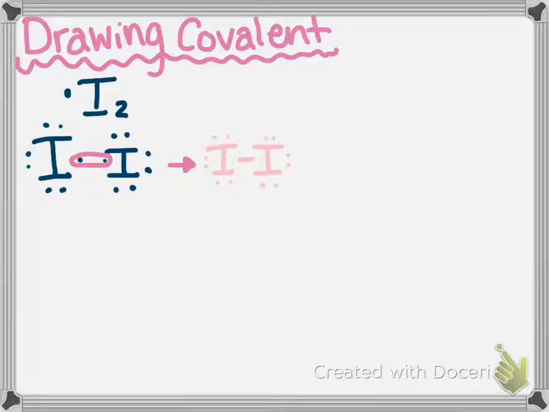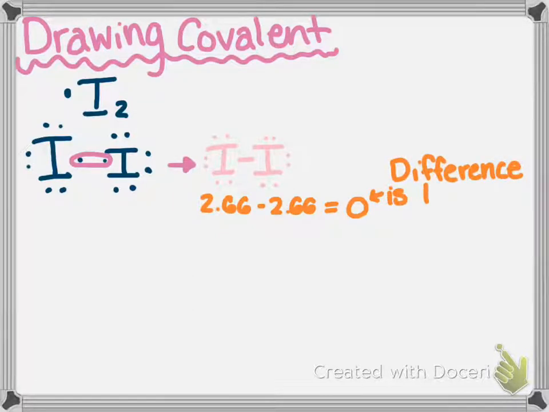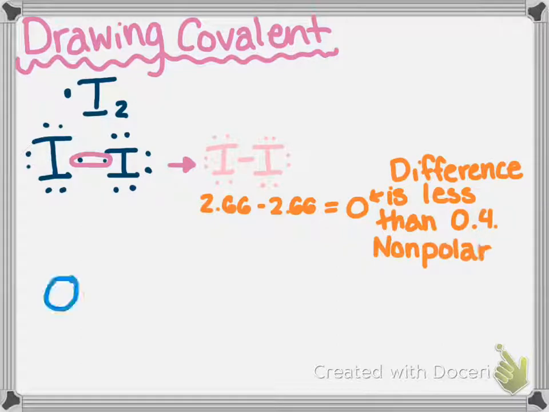We need to show those leftover electrons. Otherwise, we won't show that iodine has a full octet for each. So that should be your final drawing there. Then we need to check our electronegativity. Is this polar or nonpolar? For iodine, it's 2.66 minus 2.66. That is going to result in a 0 overall difference in electronegativity, which means we are going to have a nonpolar bond on our hands, because it's less than 0.4.